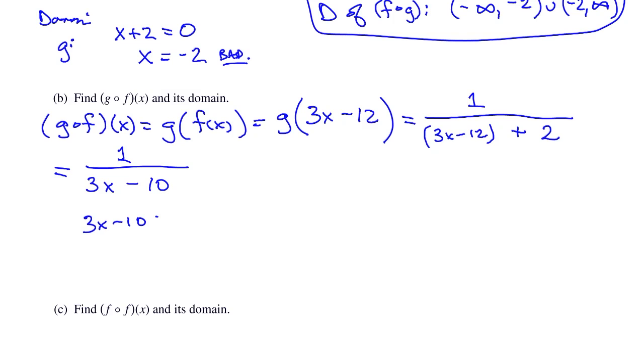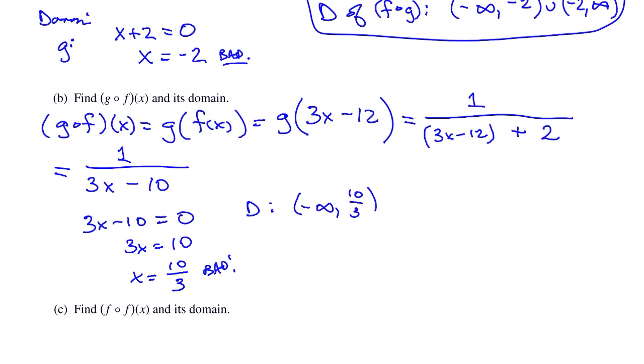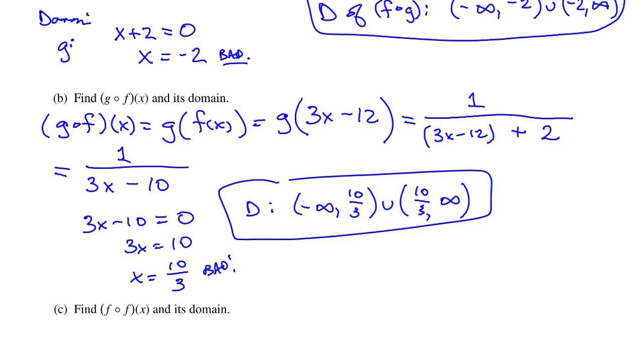That's rational, so set the denominator equal to 0. Solve for x, and you get 10 over 3. This is the only bad point. So the domain here is negative infinity to 10 over 3, union 10 over 3 to infinity. Once again, there is a bad point for g, but we don't get to solve just g. We have to look at the result of putting f inside of g in order to find any of the bad points.